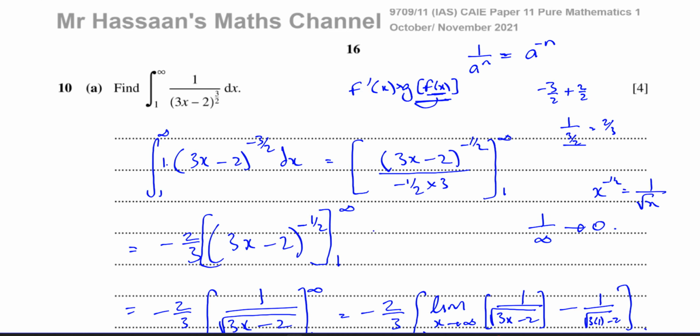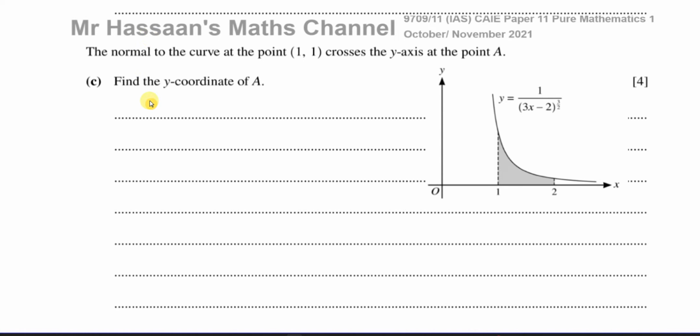This is question 10 part C from the October-November 2021 Cambridge 9709 A-Level or International A-Level Pure Mathematics Paper 1 Variant 1. We're told that the normal to this curve, which we were given in the first parts of the question, at the point 1, 1, which is going to be exactly here, that's the point on this curve, crosses the y-axis at the point A. So the normal to the curve.